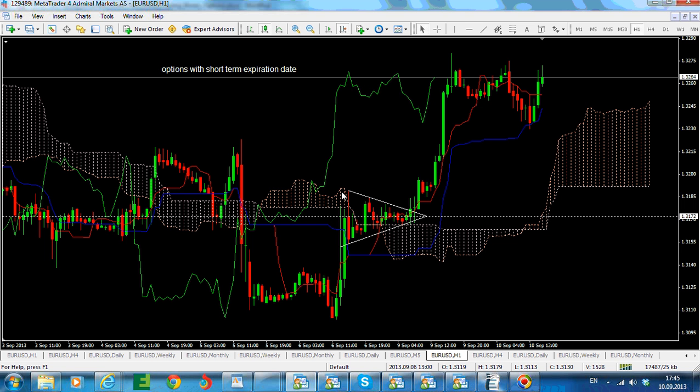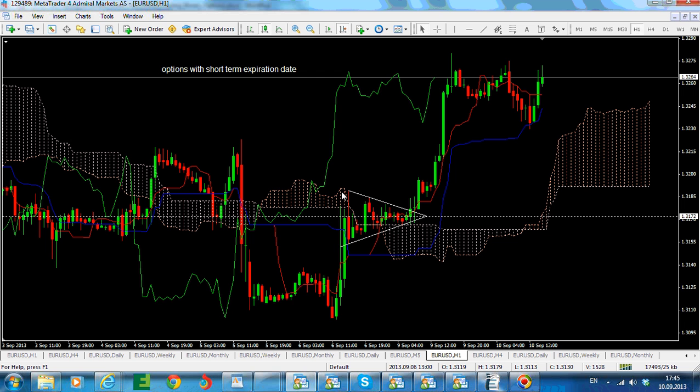Moving forward, still on the 1 hour chart, and this is the short-term time frames. On the short-term time frames like the hourly chart, the shortest expiration dates are being preferred, but again, ruling out the 60 seconds binary options based on the hourly chart, as the time frame is quite big for that kind of a short expiration date.